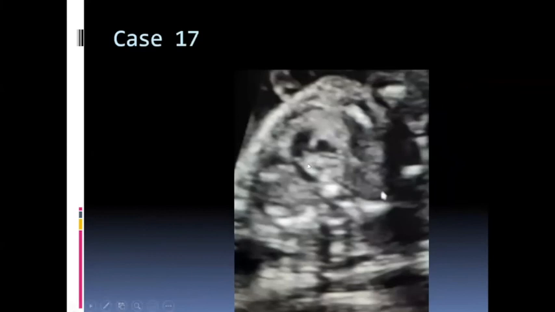This is a 3-vessel trachea view, but we can see that there is an extra structure here. And what is it? It's a persistent left superior vena cava. The importance of diagnosing this is that it can be associated with coarctation of aorta. So when you see this during a 20-week scan, you have to document it and do a serial scan to rule out whether there is any coarctation developing in the aorta.